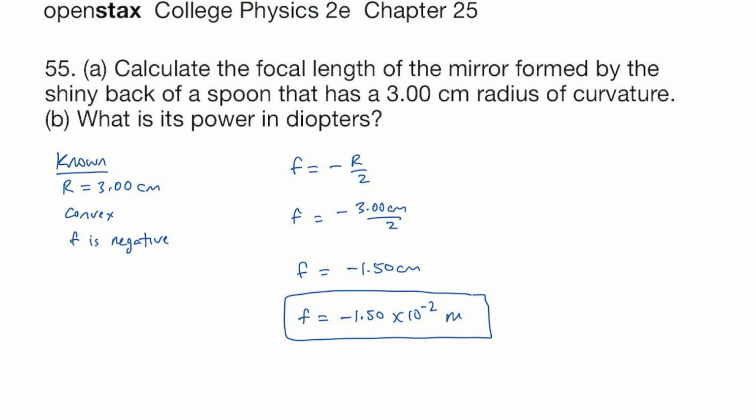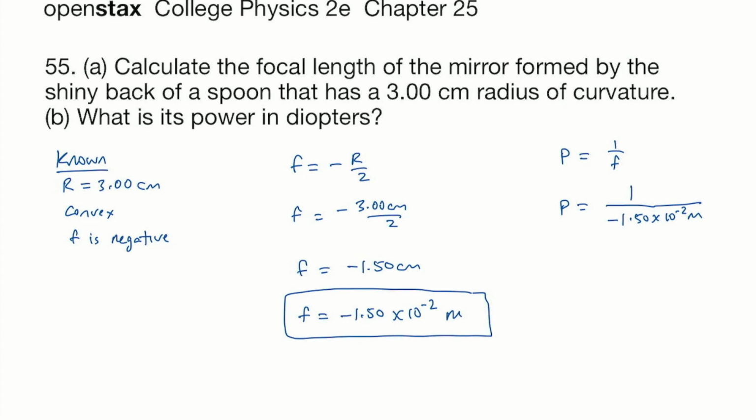Okay, and now we need the power, and the power is 1 over F. And so the power is 1 over minus 1.50 times 10 to the minus 2 meters. And that's because we need the power in diopters. Okay? And so doing the computation gives minus 66.7 diopters.